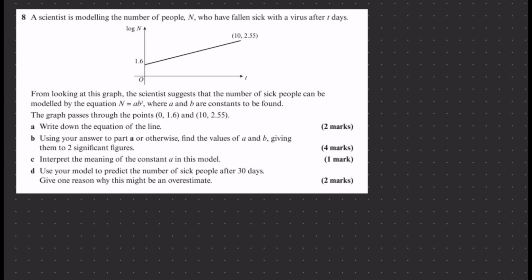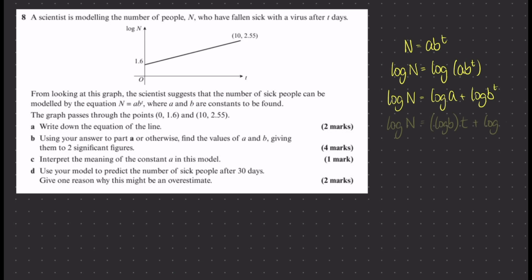We have a graph of log n against t. So first of all, we need to find a way of transforming our equation n equals a times b to the power of t into an equation that includes log n and the constant t. So we take n equals ab to the power of t, apply log on both sides. We're then going to use the laws of logs on the right, and finally bring the t down to the front of that log.